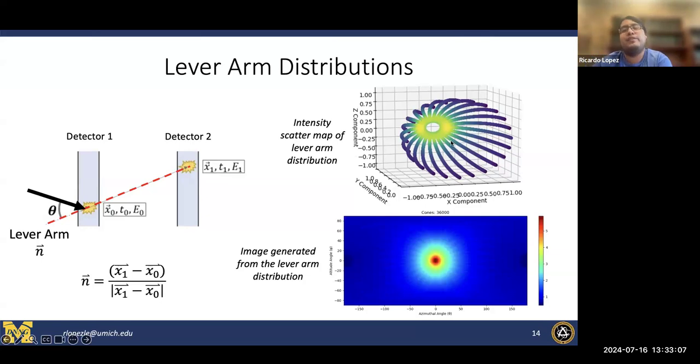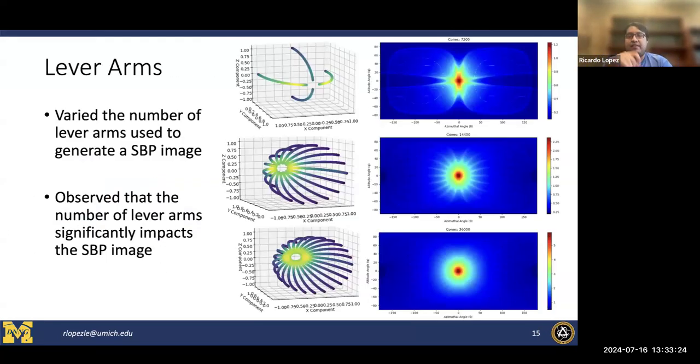And then the corresponding simple back projected image that you would get from this kind of data that has this particular lever arm distribution is shown on the bottom. And as you can see, it is fairly symmetric, well converged, and is, for all intents and purposes, a pretty good image. What I'm going to be showing you in this next slide, though, is what happens when you vary the number of lever arms that are available to your imaging system, and then what the corresponding effects are on your simple back projected image.